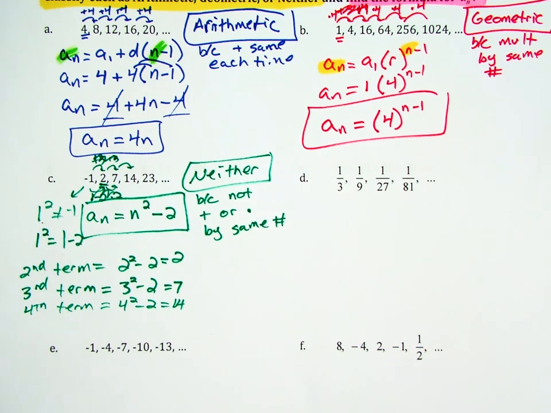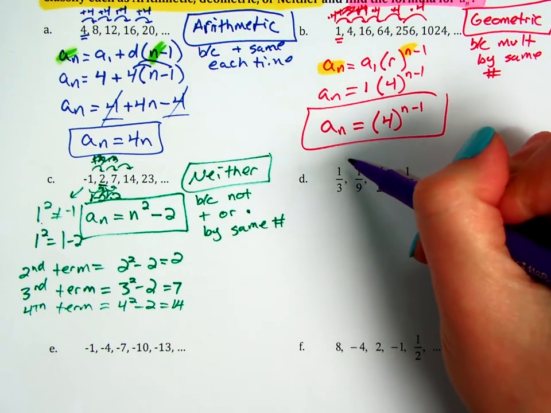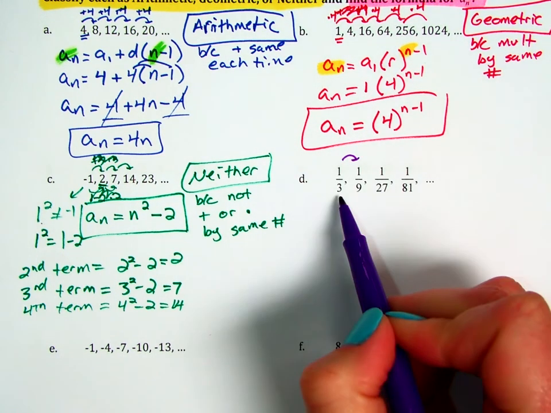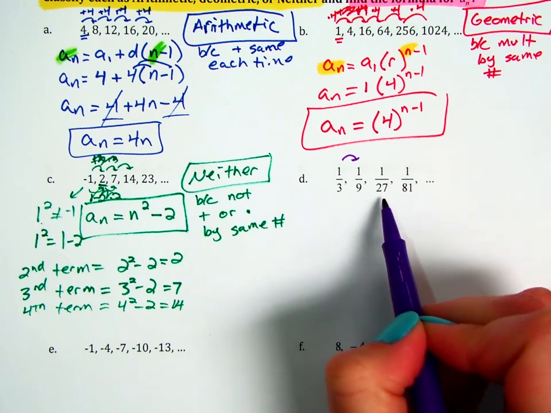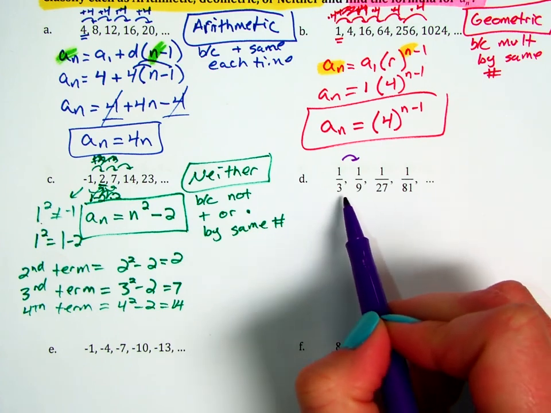All right, let's look at D. So what would I have to do to get from here to here? Well, because it's a fraction, and because it stays a consistent fraction, I'm thinking adding wouldn't work.